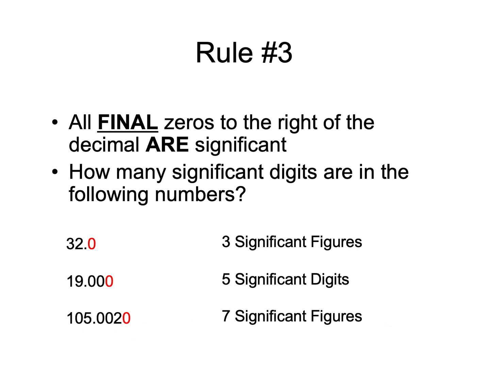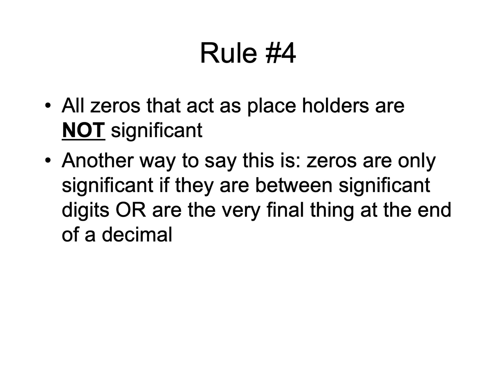The next rule, and this is maybe the trickiest one: all zeros that act as placeholders are not significant. This is really the time when the zeros are definitely not significant. And what do I mean by placeholder? Here in this digit that I just wrote down, I have some zeros and they're to the right of the decimal place, but they're not final. If there was a 0 over here, that would tell you something. But these guys are basically just placeholders.